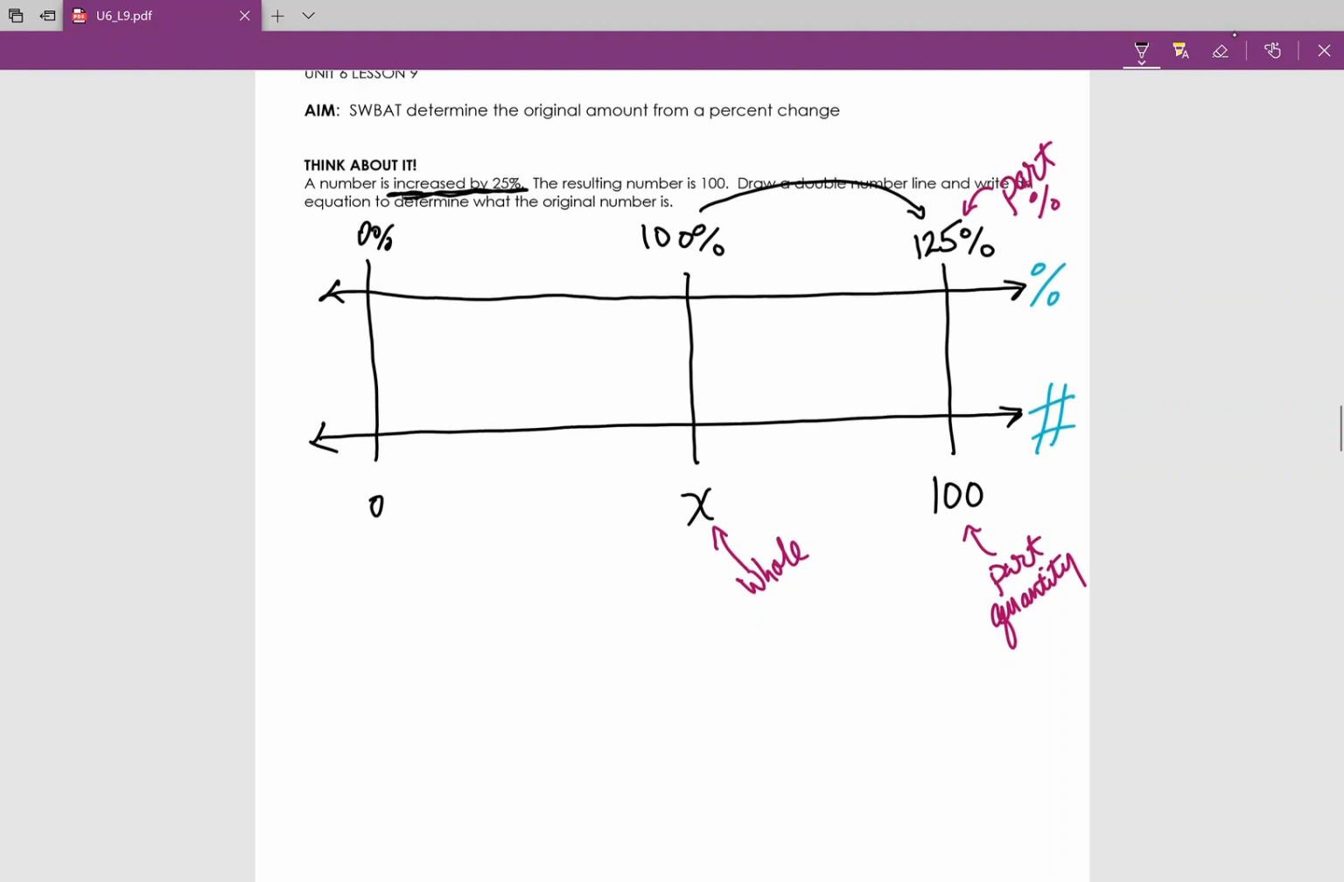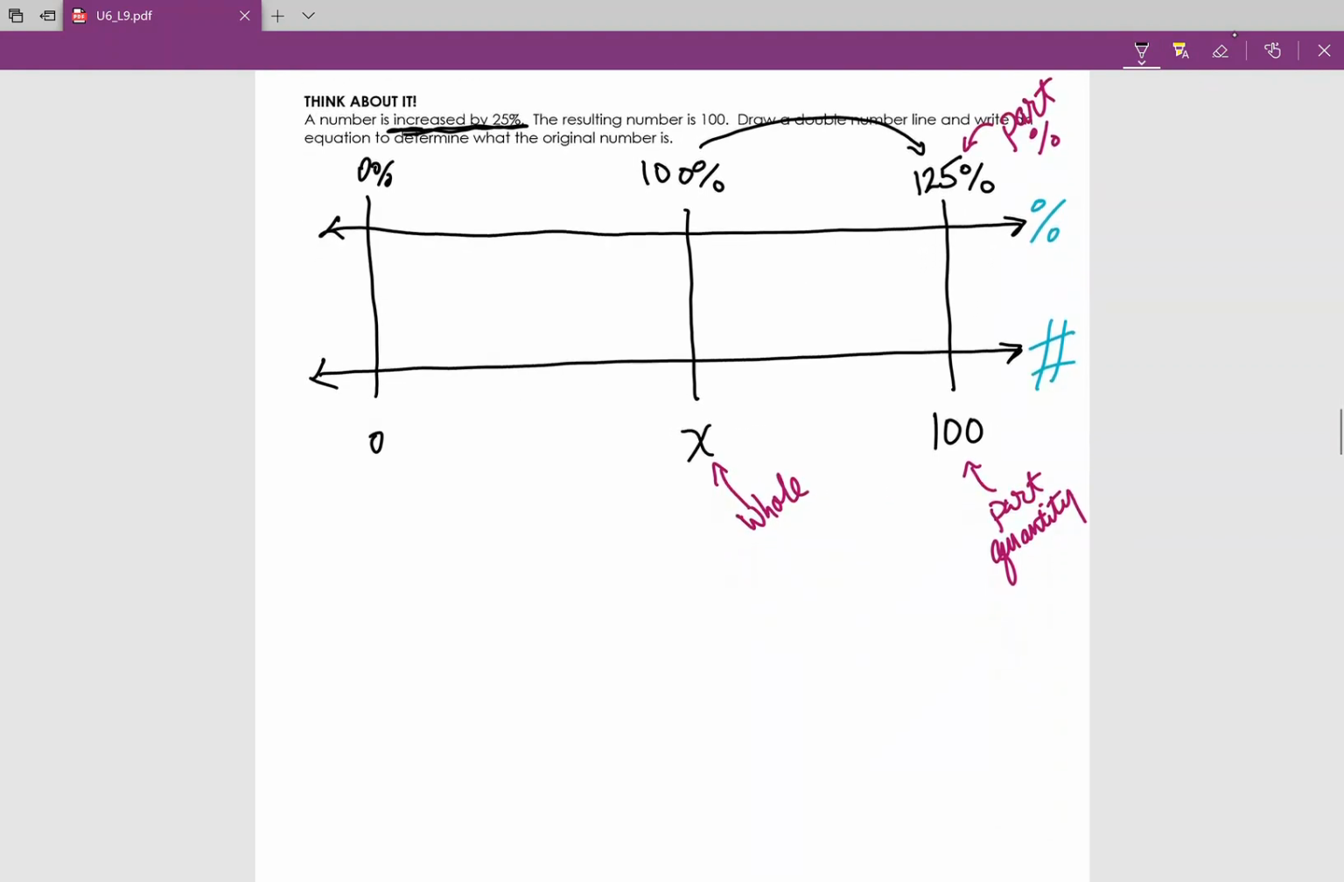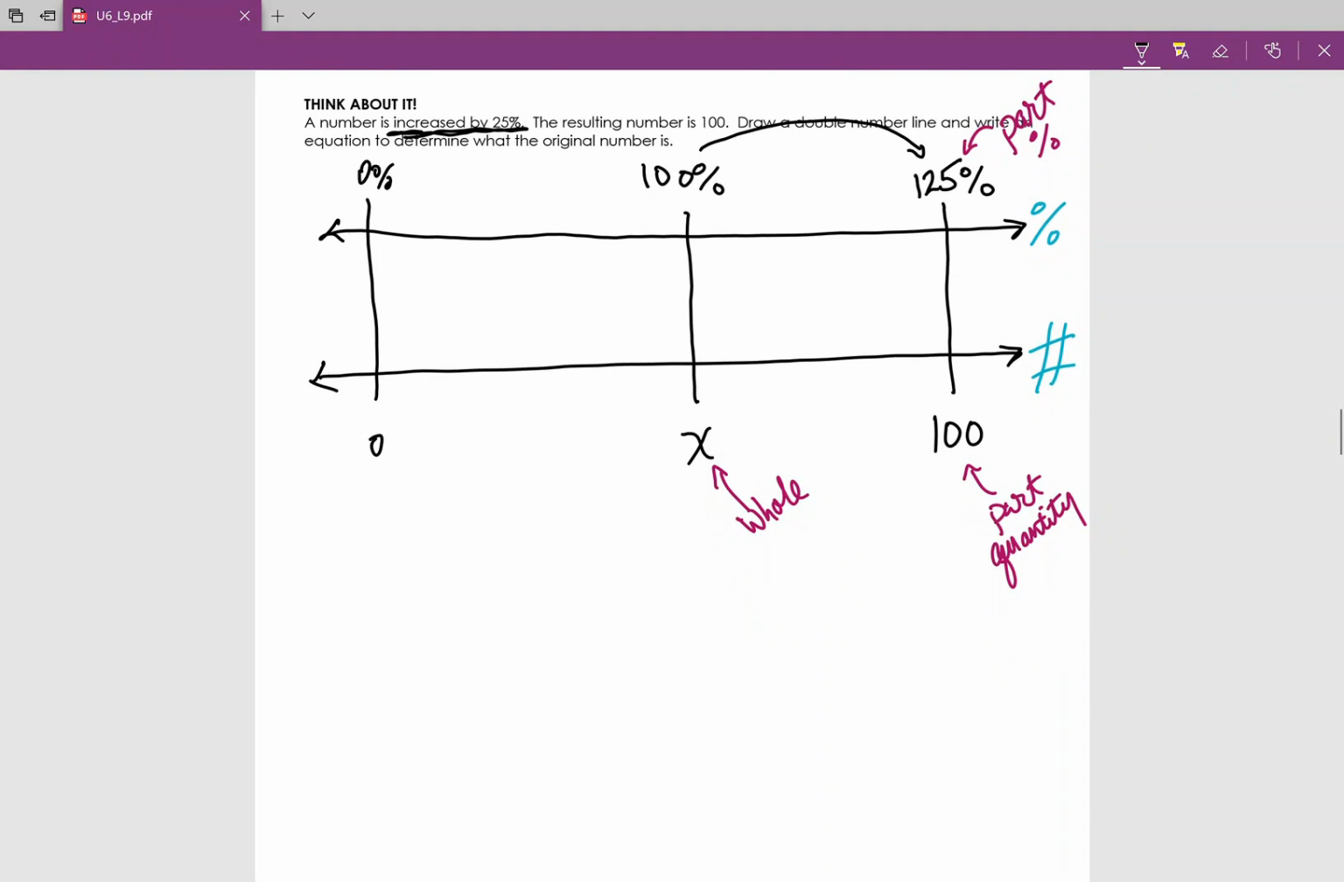So based on this, we can write an equation. We know that 125% of our whole is 100. So 125% of our whole is 100. Let's try to convert that into an equation, okay? I'm just going to write it as percents first. 125% of our whole is 100.